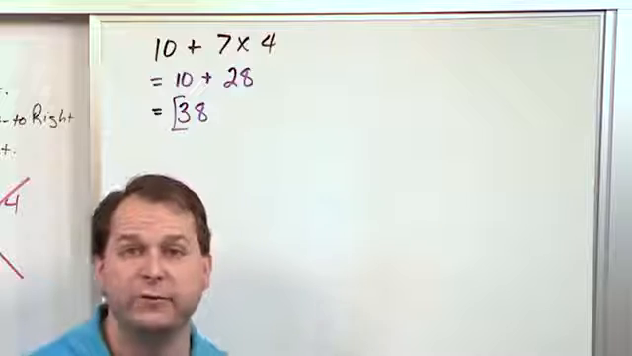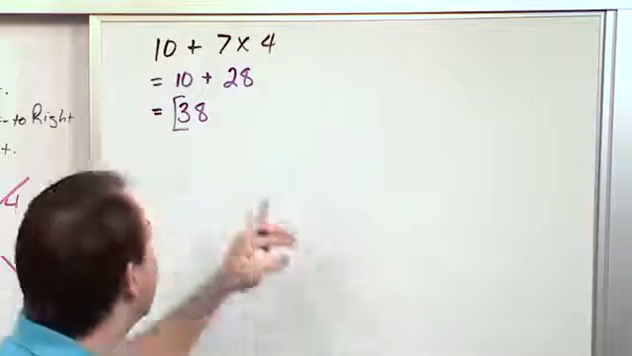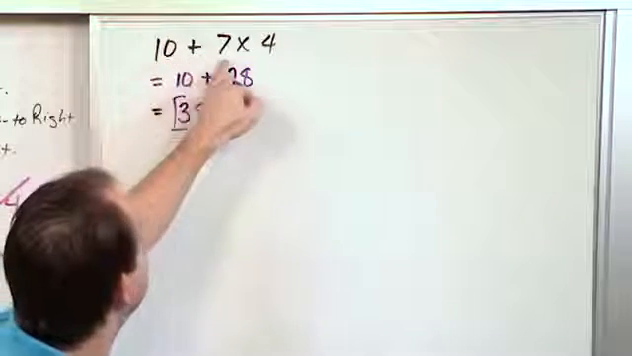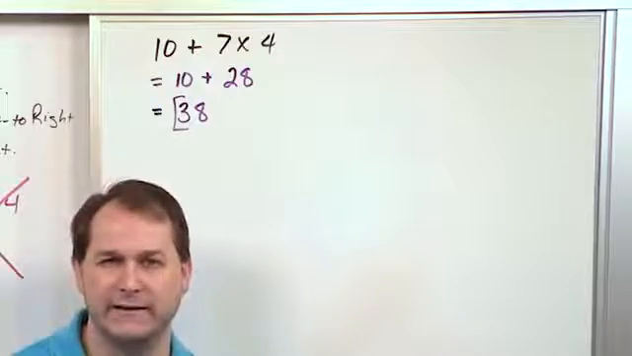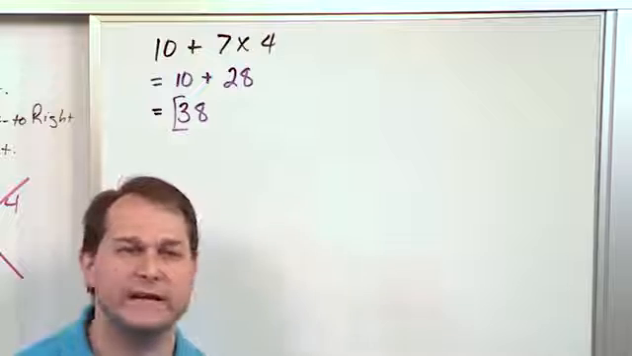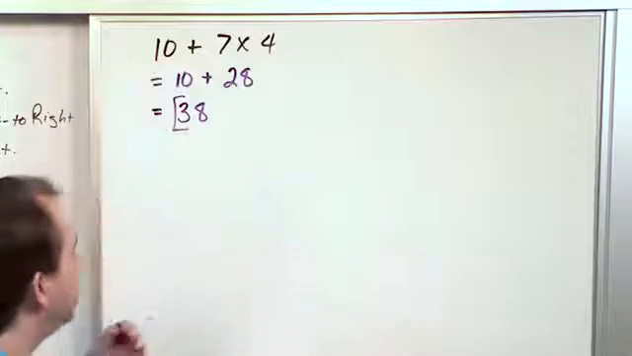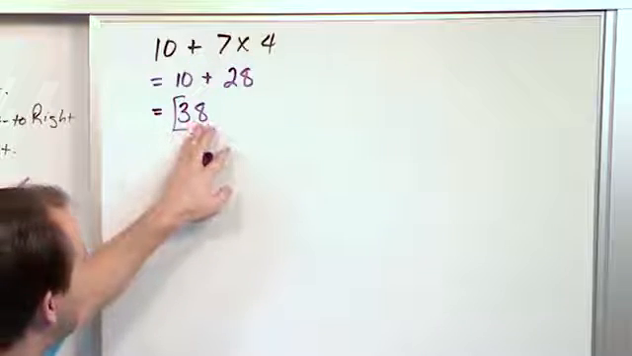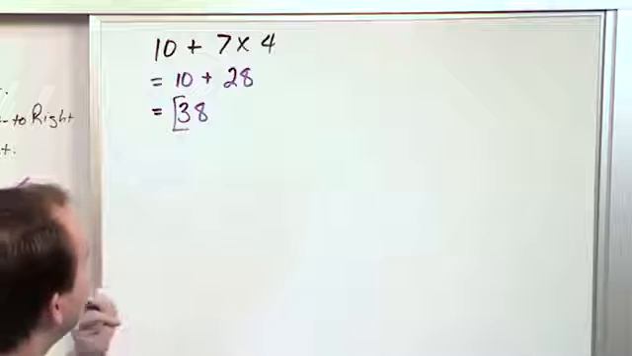A lot of students will get the wrong answer because they'll do this addition first. 10 plus 7 is 17, right? And then they'll multiply the 17 that they got times 4. That's going to give you the wrong answer. 17 times 4 is not 38. All right? So you have to do it right.